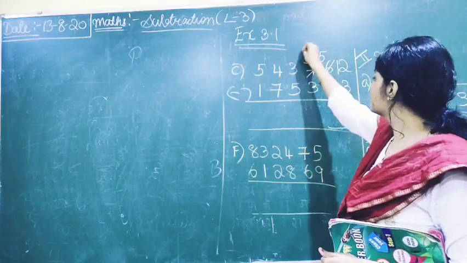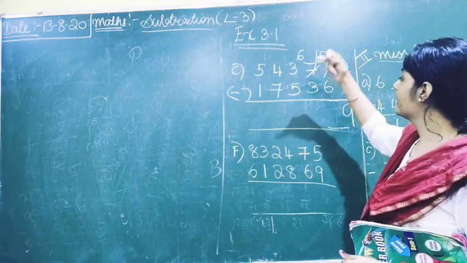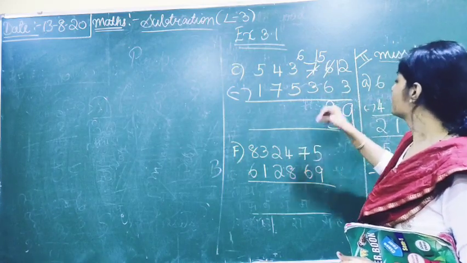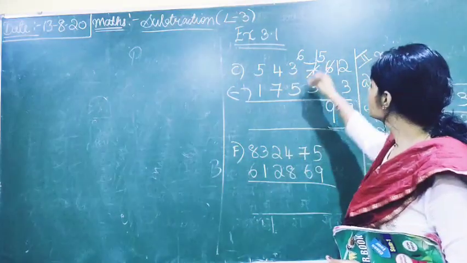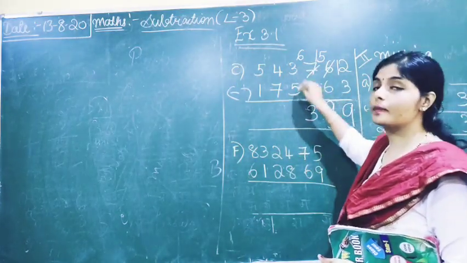So borrow from 7, 7 becomes 6, this becomes 15. After 6: 7, 8, 9, 10, 11, 12, 13, 14, 15. 9. Got it? Can you subtract 6 by 3? Yes, it becomes 3. Can you subtract 3 by 5?